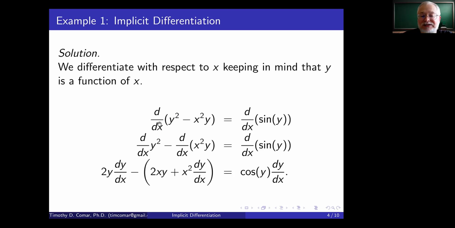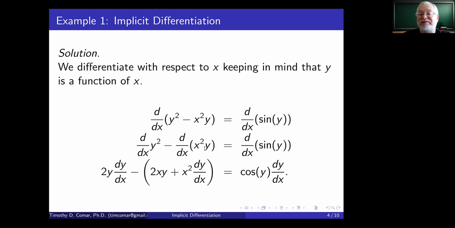Okay, so back to the differentiation here. Very simply on this first line, I just split apart this difference into the difference of these two derivatives, and then we start calculating the derivatives. When I calculate the derivative of y squared, we are going to need to use the chain rule. So the outside function here is squaring, the inside function is y. The derivative is going to be 2y times dy/dx.